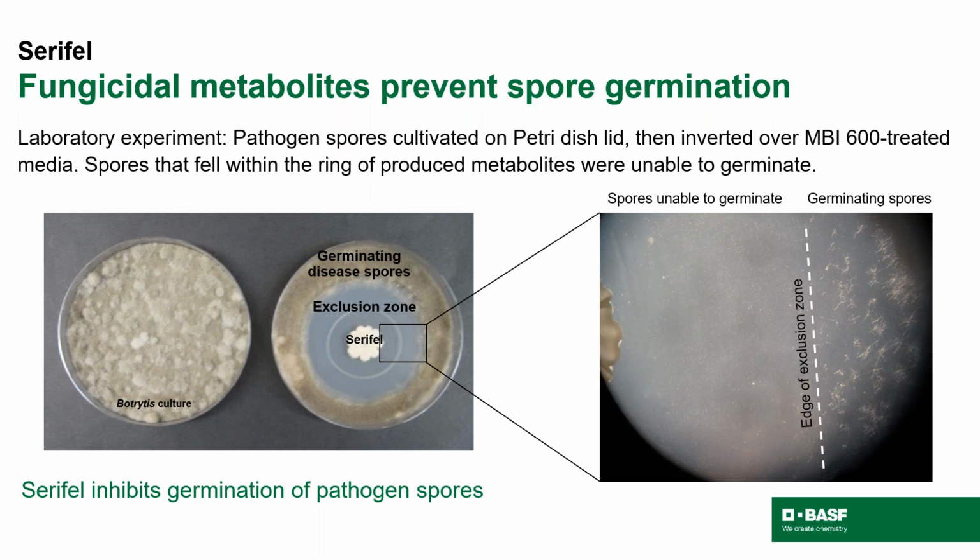Here's an interesting lab experiment done to show how Serifel spores actually create an exclusion zone. A fungal lawn of botrytis was grown on the underside of a petri dish lid. The dish was then closed, and spores were allowed to fall down onto the media where the Serifel spores were growing. Spores that fell within the ring of produced metabolites were not able to germinate. So even outside of where you can see the actual Serifel spores, there's no botrytis growing because of these metabolites that are creating this exclusion zone around it, protecting it.